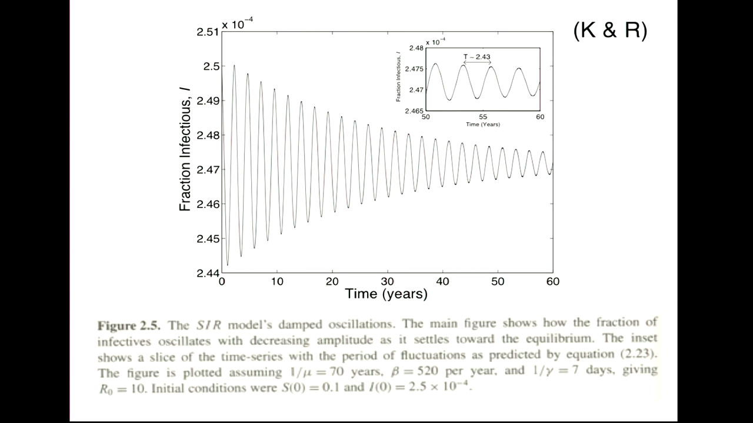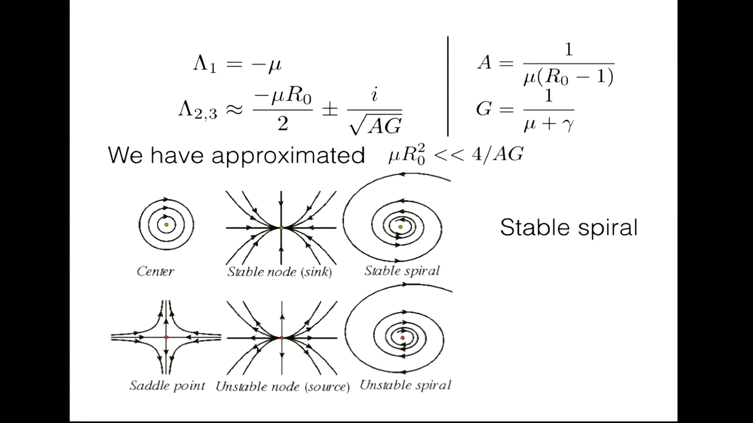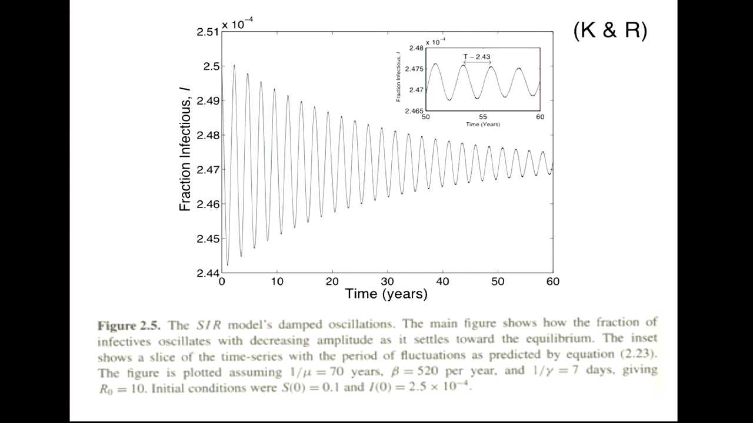This is a calculation of the infectious fraction in a SIR model with demography as a function of time. And you can see these oscillations, but these oscillations don't go on forever. They're damped, so the amplitude comes down as you go ahead in time. That suggests exactly that this picture that you calculated from here is appropriate. And therefore, the approach to these fixed points is oscillatory with a decreasing amplitude as you go forward in time.